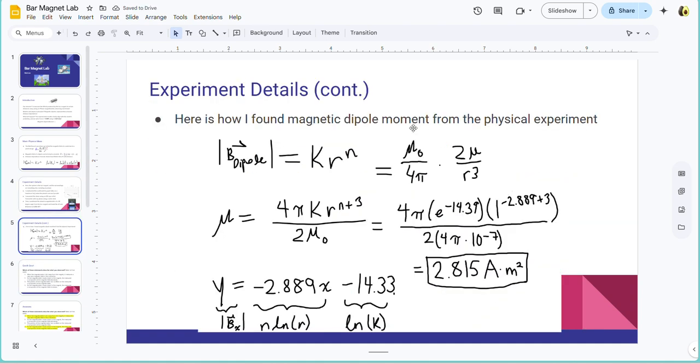Here's how I found the actual dipole moment using my data as well as constants used in physics to solve for this equation, where kr to the n power equals the following equation for a dipole's B field when parallel to the axis itself. So that's why I found this answer here.